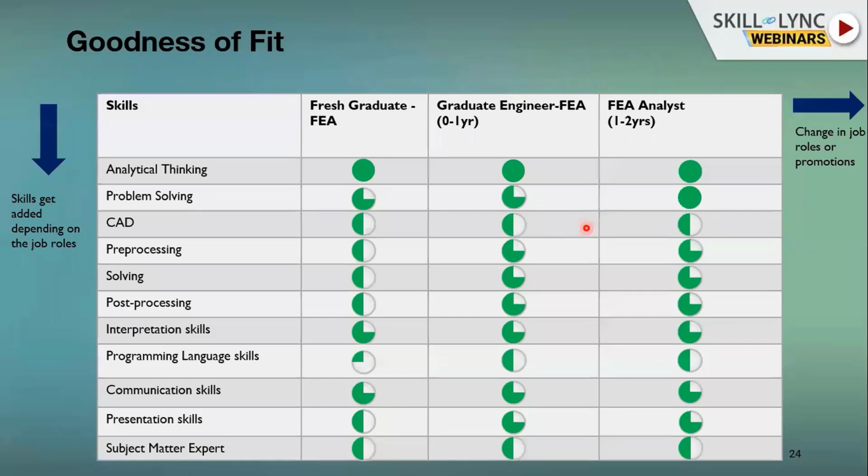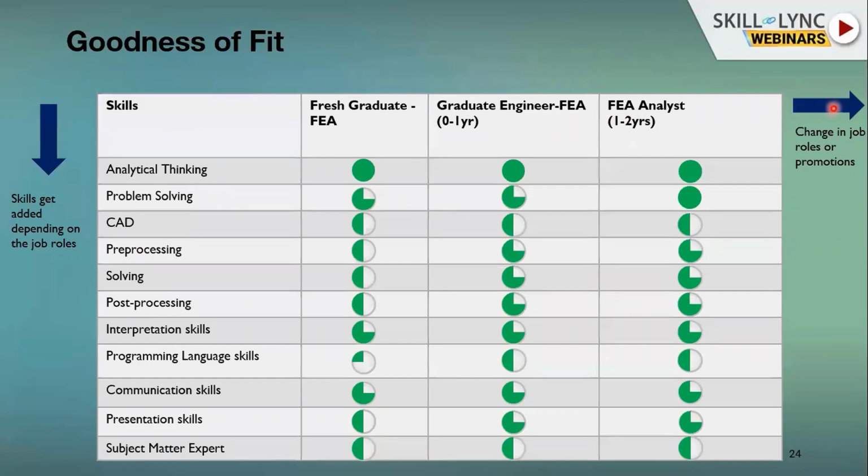Now here is a quick look into the goodness of fit. This is nothing but the skill development, which will help to bridge the gap between the industry and the academics. Because for a fresh graduate, there are certain critical skills on the left hand side. You see the blue arrow. So the skills get added depending on the job roles that you get hired for by the companies, or whatever you do in your career.